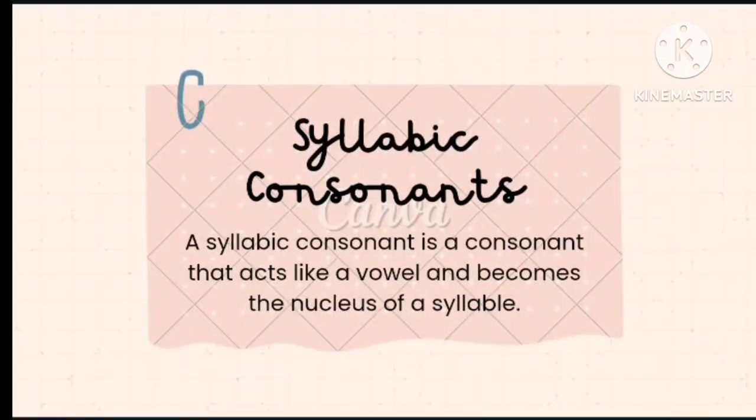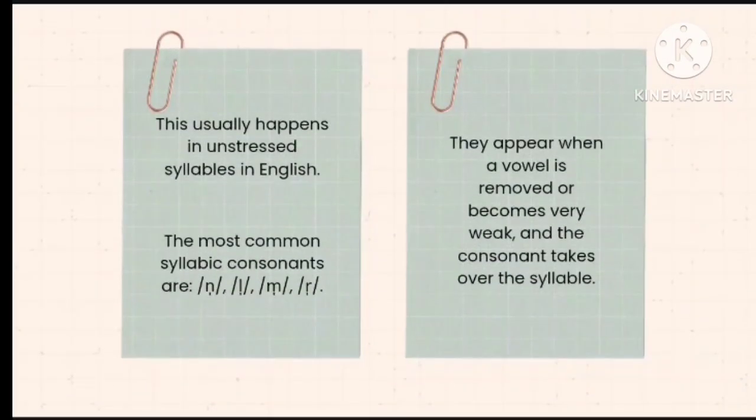First, let's start with something a bit unexpected. We all know vowels are the core of syllables, right? But sometimes consonants can steal the show. A syllabic consonant is exactly that: a consonant that acts like a vowel and becomes the nucleus, or the heart, of a syllable. This trick usually happens in unstressed syllables. The most common culprits are the sounds N, L, M, and sometimes R.